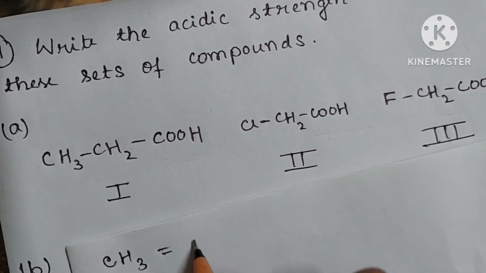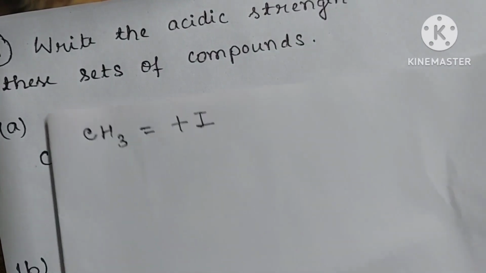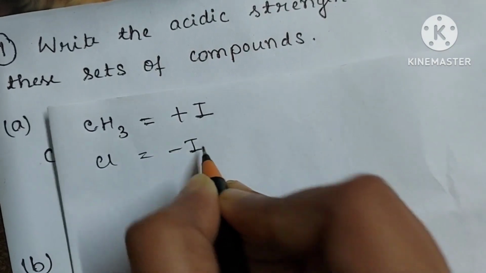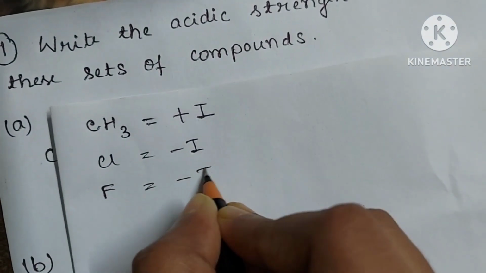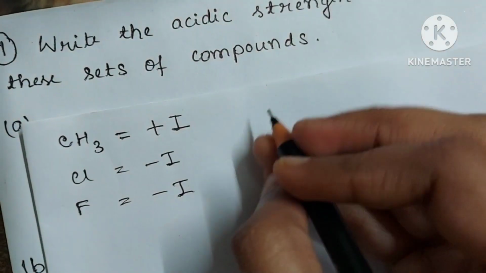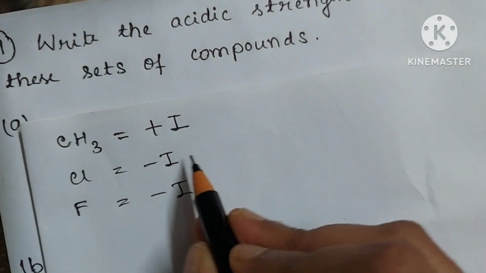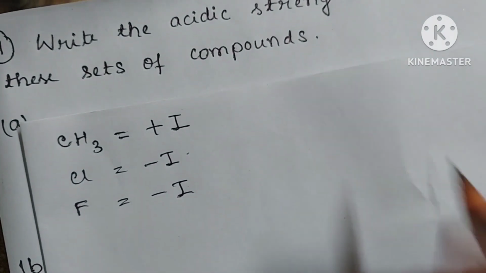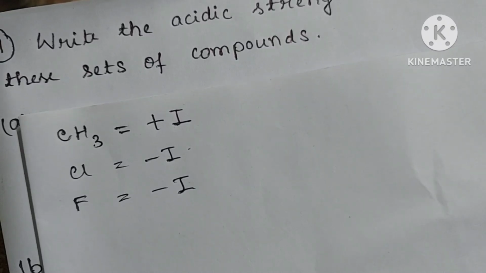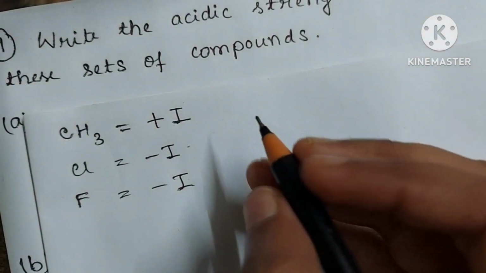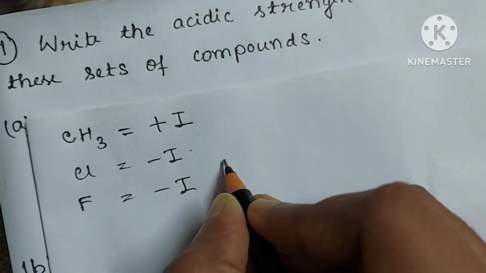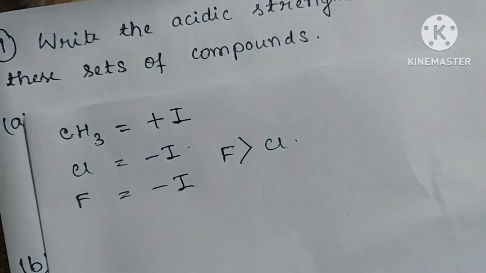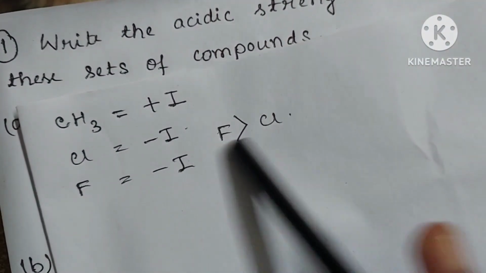will be having plus I effect. Okay, then Cl minus I effect, and fluorine will also be having minus I effect. So now we have to compare these two. Which one will be having greater minus I effect? Okay, so for that we have to memorize the series, minus I series. So we have seen that fluorine is having greater minus I effect than chlorine. So this will be the order.